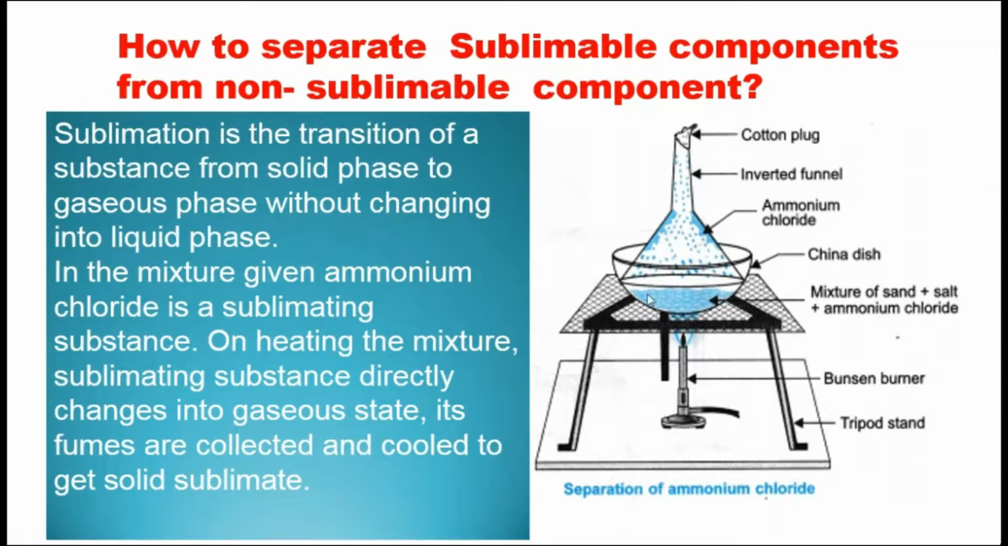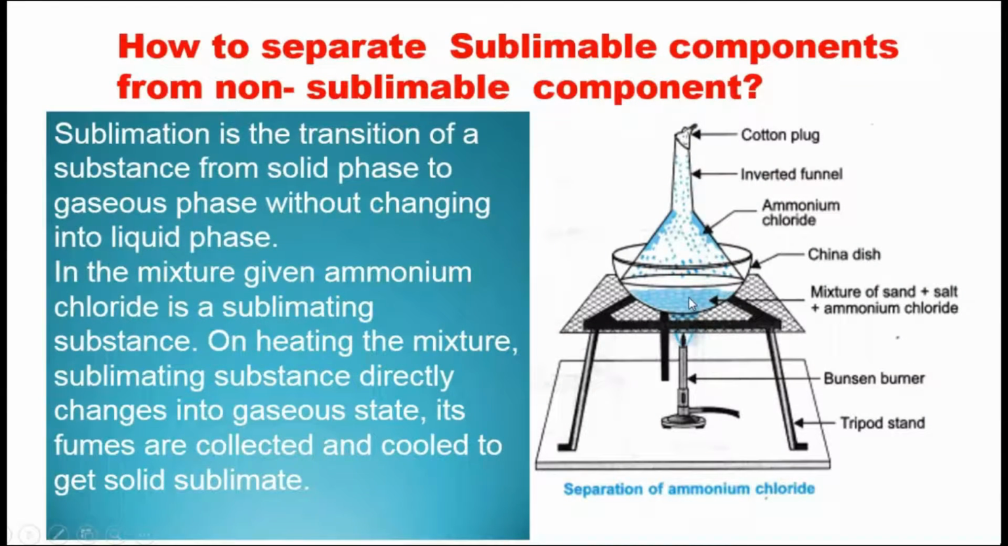Now, here we are taking a china dish. We are putting here the mixture of sand plus salt plus ammonium chloride. Now we are keeping here one inverted funnel. उल्टा funnel हम यहाँ पे रखेंगे ताकि कोई भी flame या कोई भी gas exit ना हो सके. And also we will put here one cotton plug so that no gas can exit this inverted funnel. And now we will supply heat with the help of a burner.